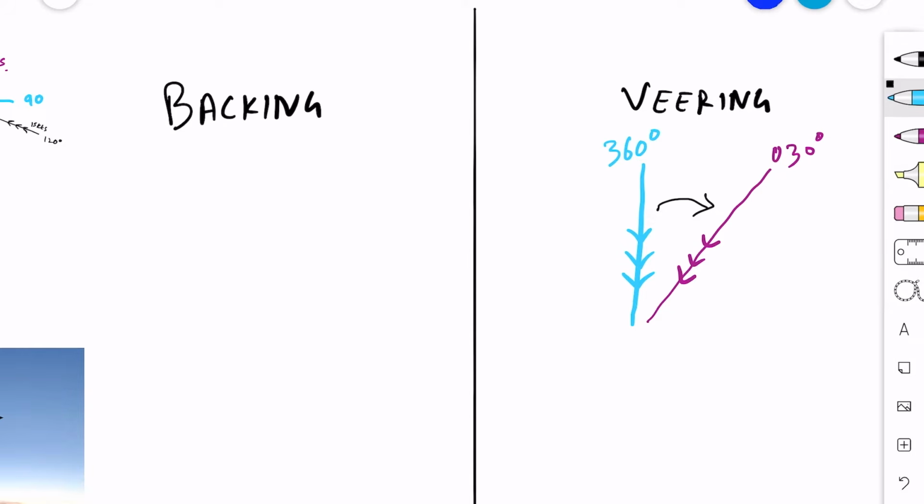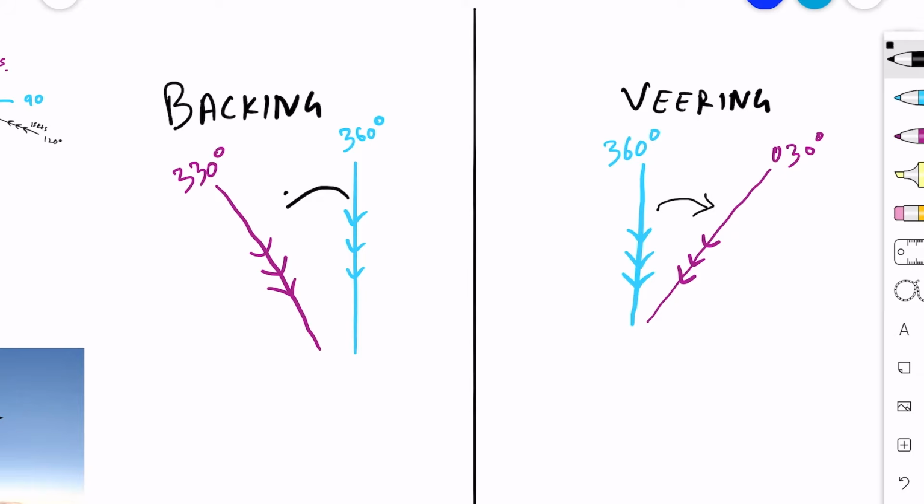Similarly, if the wind was coming from 360 earlier and now it's coming from 330 degrees, then you can say that the wind is backing because it's coming from the left side now, and left means anti-clockwise. So these are two very important terms you need to know.